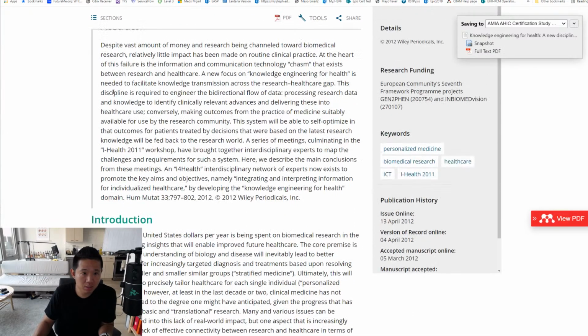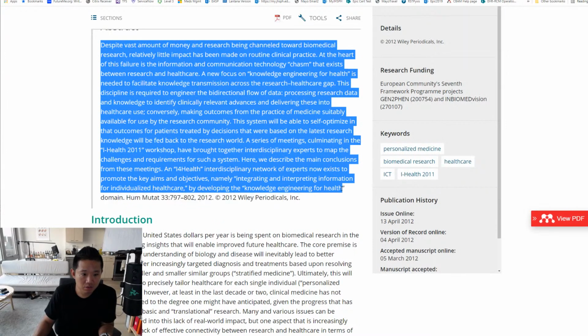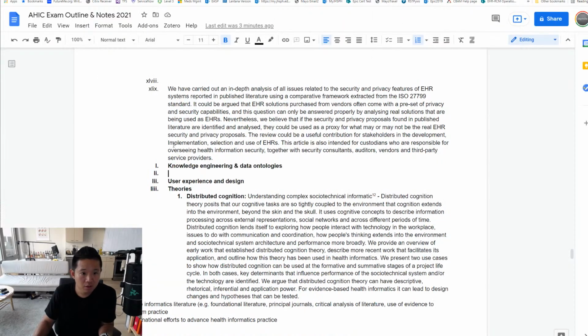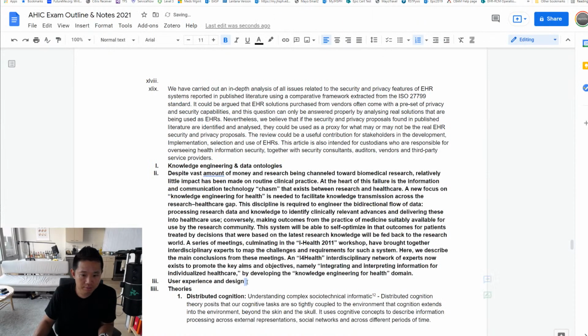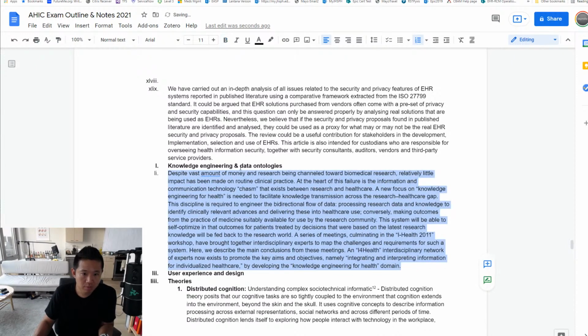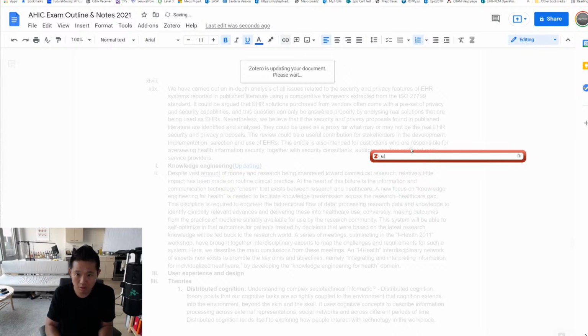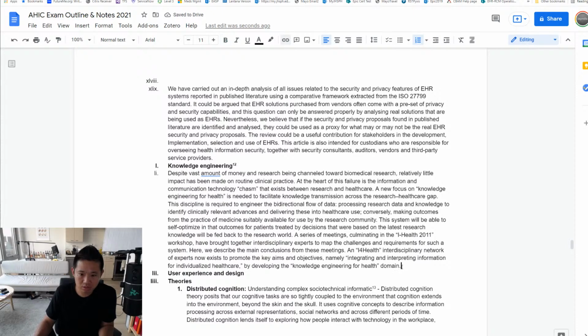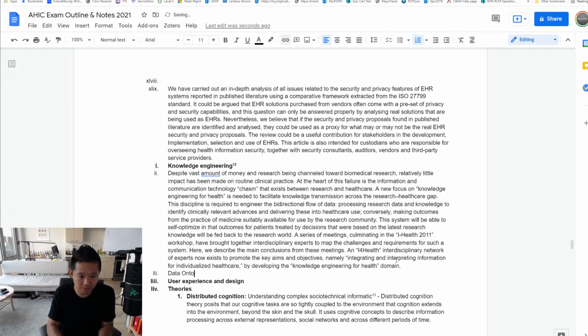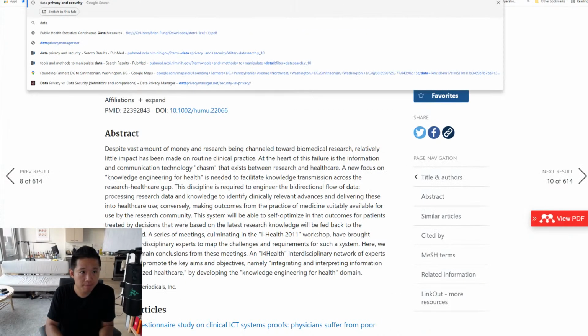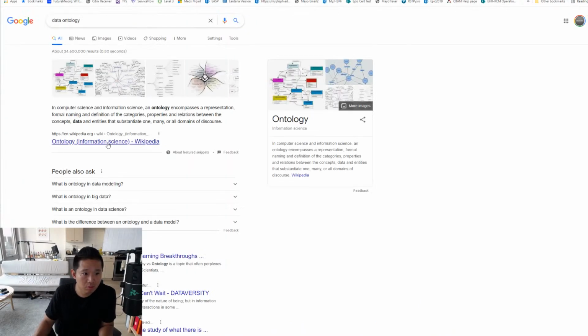So let's see. Knowledge for health. I think I'm going to cite this on its own. Knowledge engineering. Then we do data ontologies on its own. These are good concepts to be aware of, at least the basic definitions. Data ontologies. Let's do that. Or just ontology.